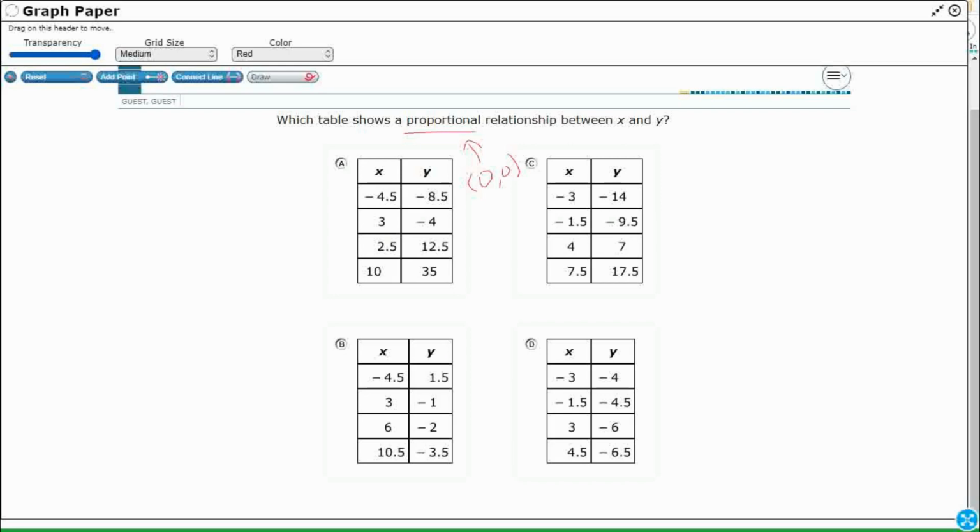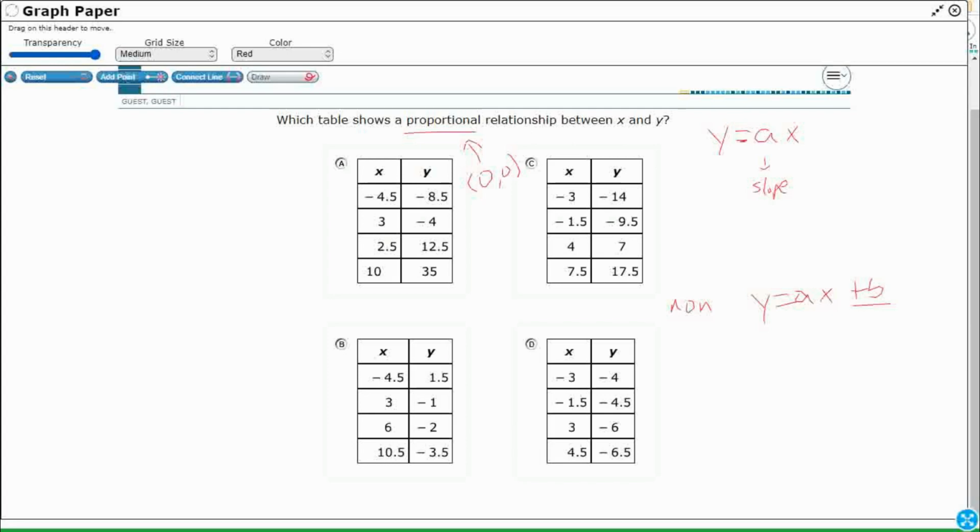So here's what a proportional relationship looks like. It's going to be y equals something times x. We'll call that a. That's a proportional relationship, and that a is going to be our slope, right? And non-proportional is going to look like this: y equals a times x, and then plus b. There's something that's shifting the line up or down.